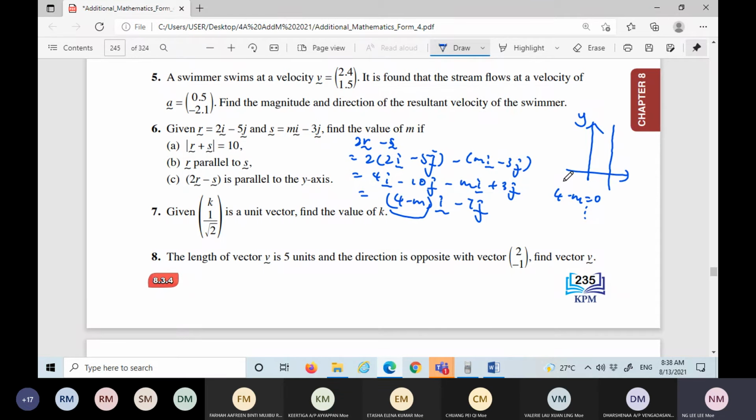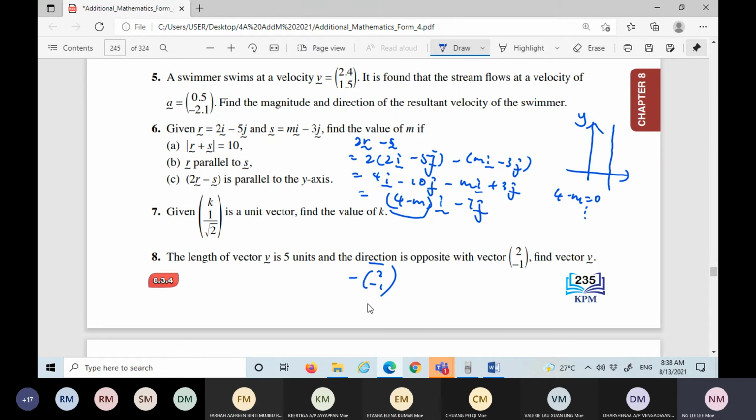How to do these questions? Number 8. The length of vector V is 5 units, so the length means the magnitude. The direction is opposite to the vector (2, -1). If the direction is opposite, it means it's the negative of this. You have to find the vector V.